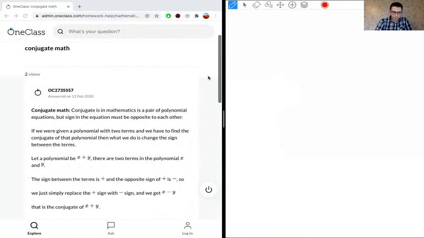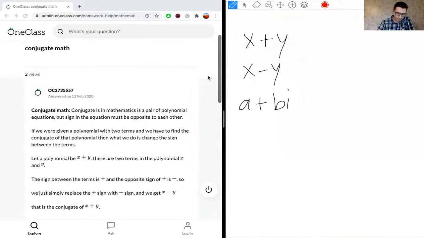Okay, so the first question here is about conjugate math. To describe what this is, essentially if we had x plus y, the conjugate of that would always just be flipping the sign, so x minus y. Similarly, we can take the example of imaginary numbers, so a plus bi. This is the format of an imaginary coordinate. The conjugate of this is a minus bi.